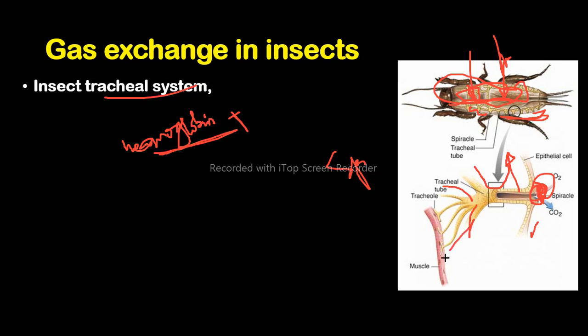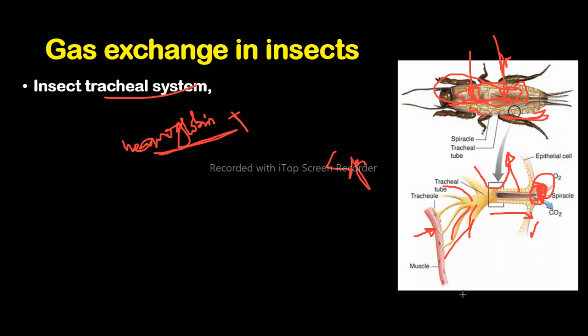Very many tubes called tracheoles that distribute these gases directly to the tissues. Directly to the tissues. And then they obtain the carbon dioxide from the tissues, and then they take away the carbon dioxide outside the body.